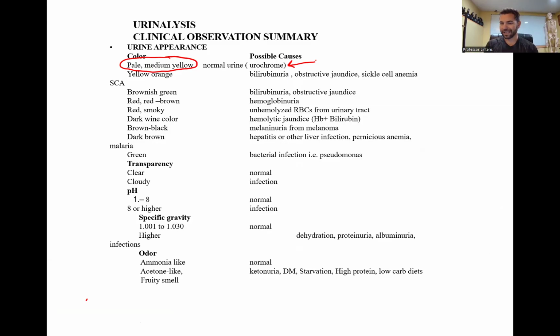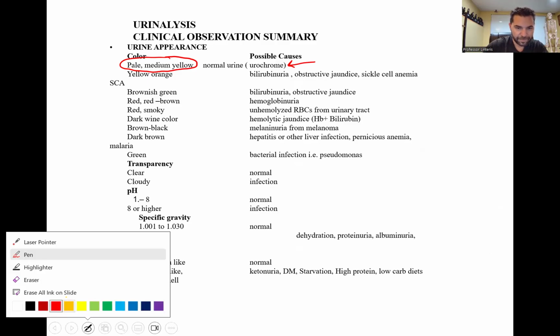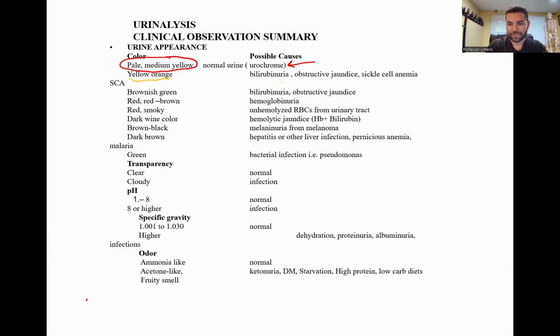Obviously, hydration has a lot to do with color. If it's clear, that means you're super hydrated. I would still consider that normal. But pale yellow for most individuals would be a normal color. If it's not, you're going to have one of these, right? Yellow-orange could be an indicator that you have lots of bilirubin, possibly jaundice, maybe sickle cell, depending. And that the yellow-orange is very similar to the jaundice that we talked about with the presence of bilirubin.